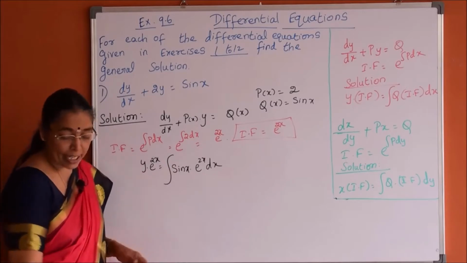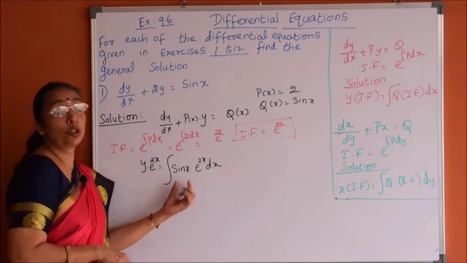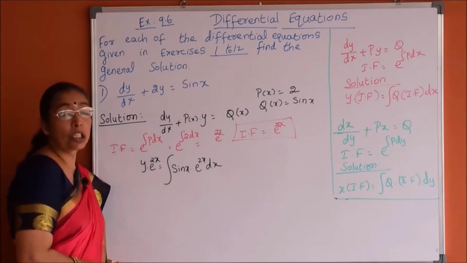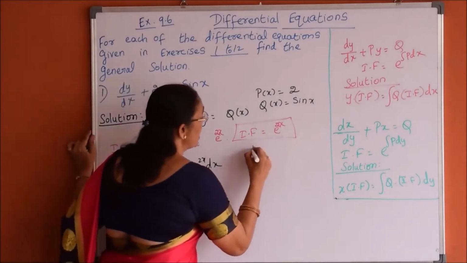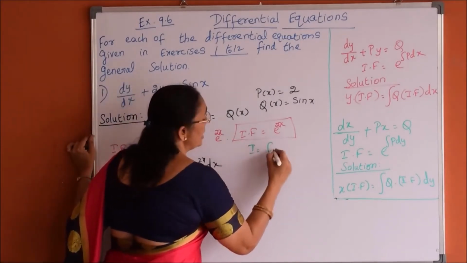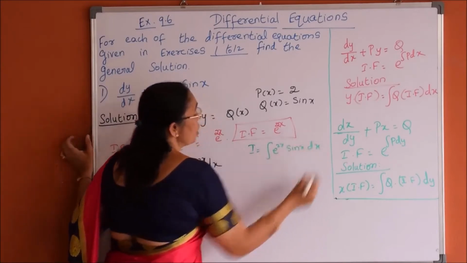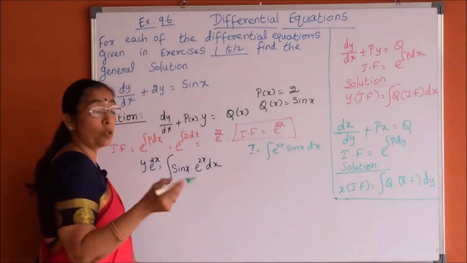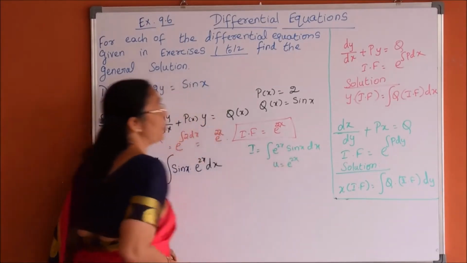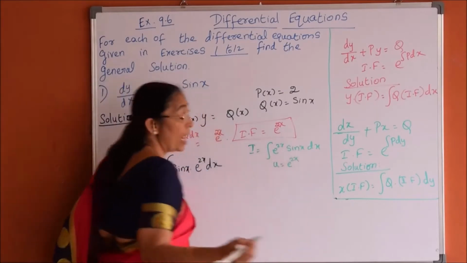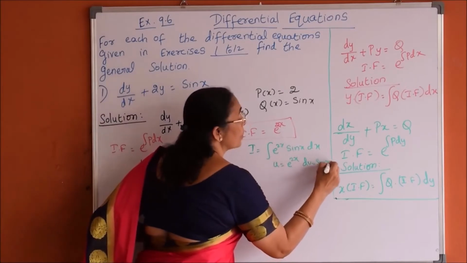To find this integration, which method will we follow? This is the integration of a product of two functions. So, we have to solve by the integration by parts method. For that let me consider I is equal to integration of e power 2x into sin x dx. For that method we have to select what is u and what is dv. So, u is e power 2x, the selection is by the ILATE method, and dv is sin x dx.